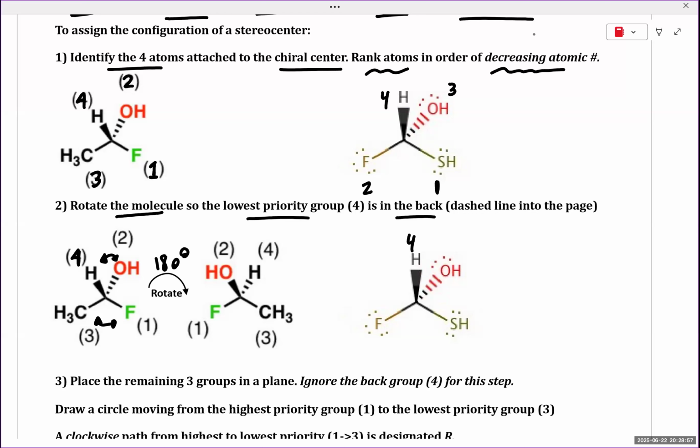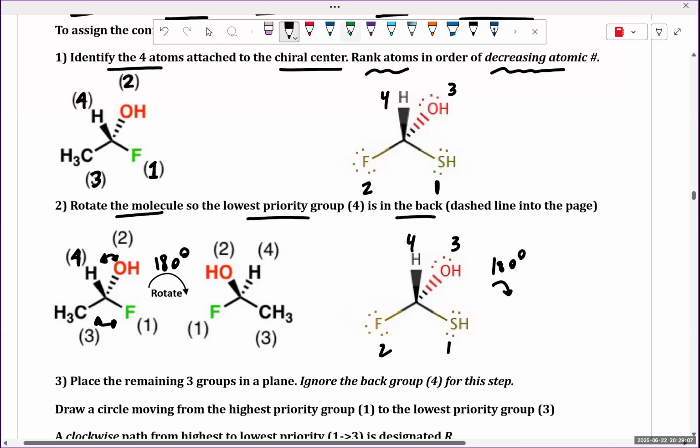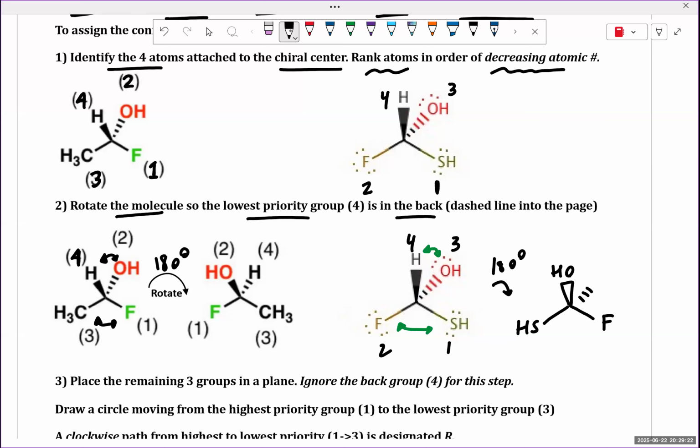Now, given that hydrogen is our lowest priority group here, we're going to rotate our molecule 180 degrees to place the hydrogen in the back. Using the double swap method, we're going to swap hydrogen and oxygen and swap sulfur and fluorine. You can make a model to prove that this works, and we're going to talk a lot about molecular rotation later on.